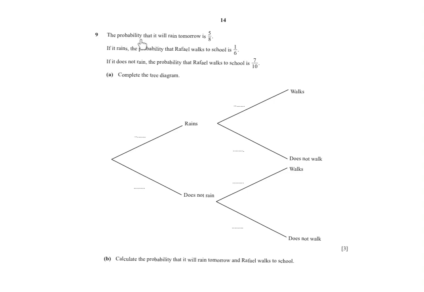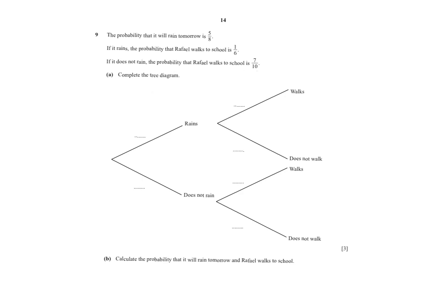Number 9. The probability that it will rain tomorrow is 5 over 8. If it rains, the probability that Raphael walks to school is 1 over 6. If it doesn't rain, the probability that Raphael walks to school is 7 over 10.